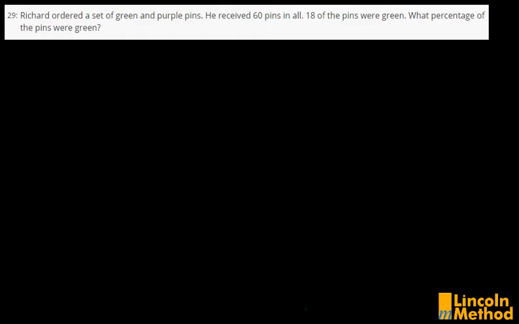Richard ordered a set of green and purple pins. He received 60 pins in all. 18 of the pins were green. What percentage of the pins were green?